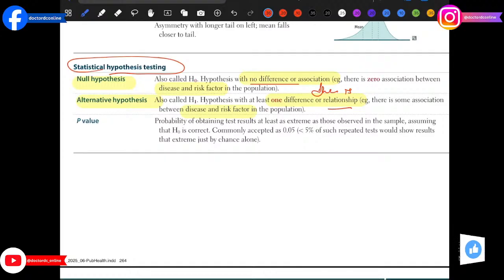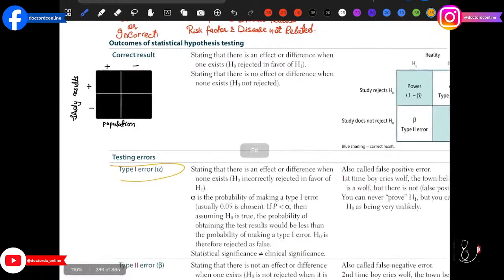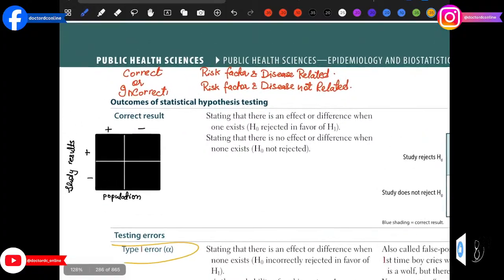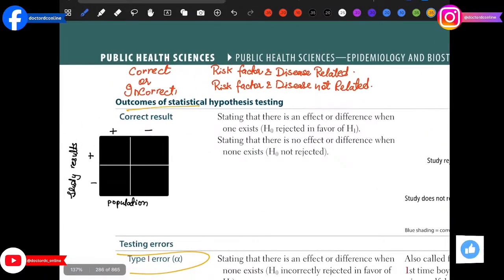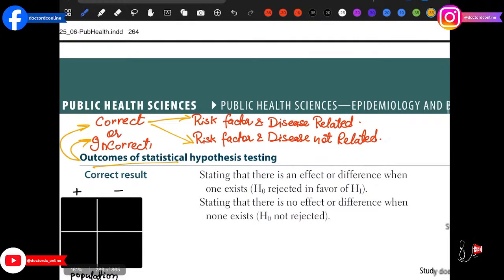Now, these hypotheses will show up on various statistical tests, and we'll discuss this more when we discuss outcomes of statistical hypothesis testing. All right, so now let's talk about types of errors when evaluating a statistical hypothesis. When looking at outcomes, you can end up with essentially two results. Either you're correct or you're incorrect. And if we look further at correct results, these mostly occur in two ways. The first way, you state there's an effect, a relationship between a risk factor and a disease, and you're right. The second way is you say there's no relationship, and again, you're right.